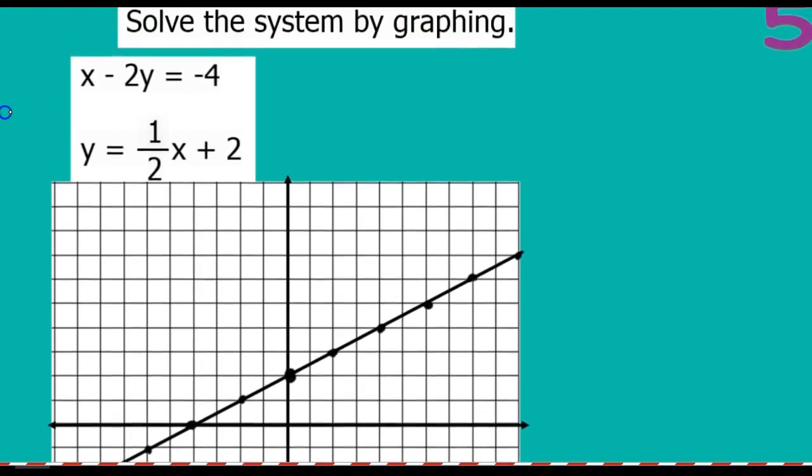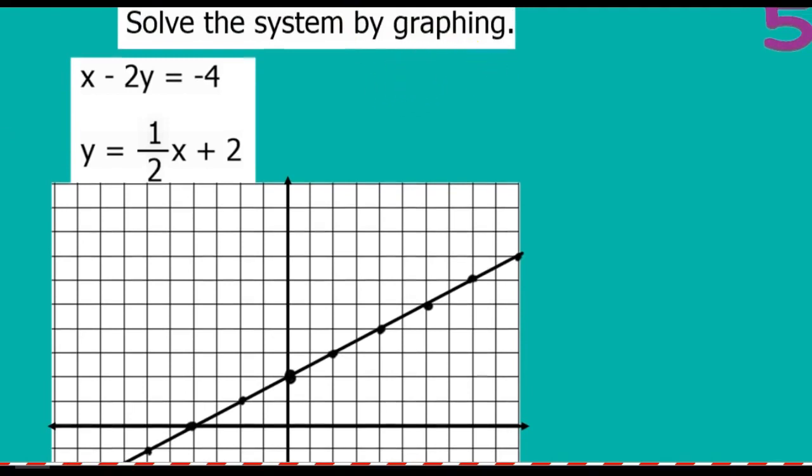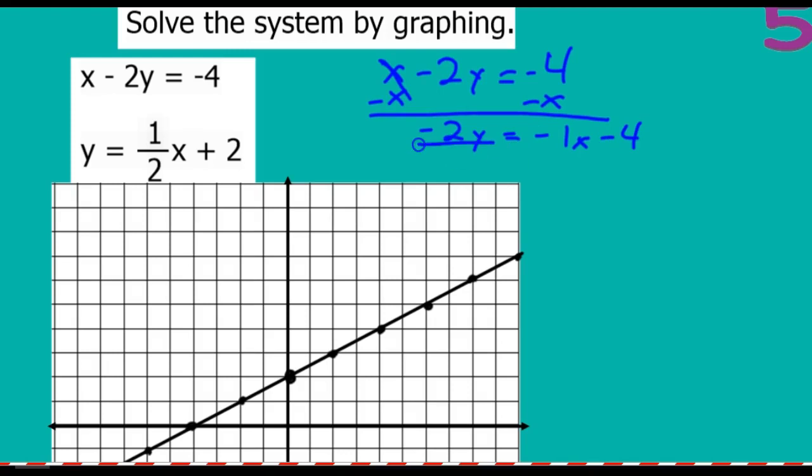now our second problem is x minus 2y equals negative 4. So I'm going to move the x over by subtracting. So we get negative 2y equals negative 1x minus 4. Divide by negative 2. And we get y equals a positive 1/2 x. And negative 4 divided by negative 2 gives us a positive 2.